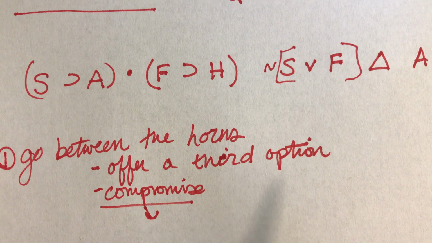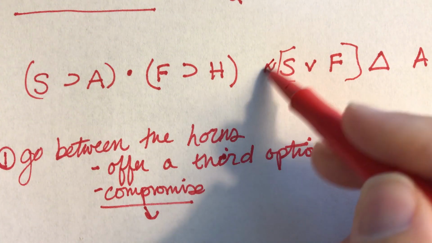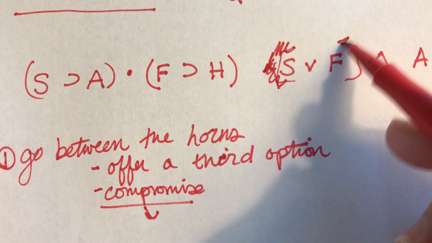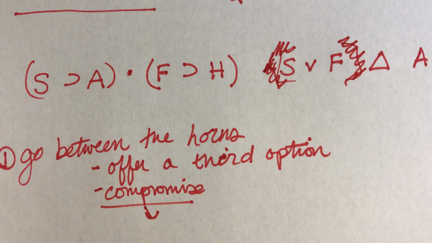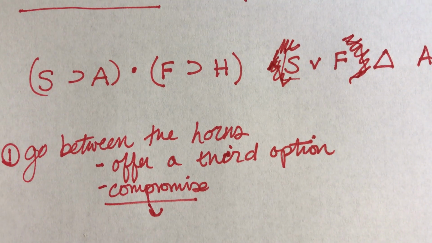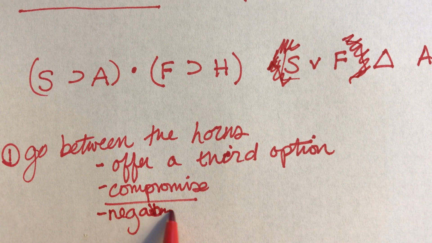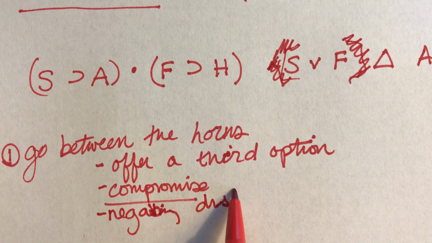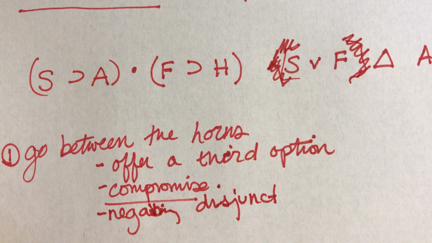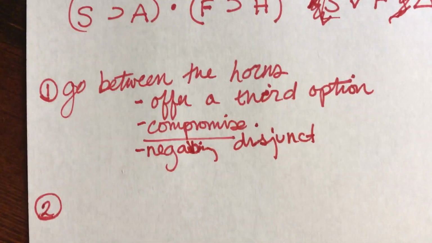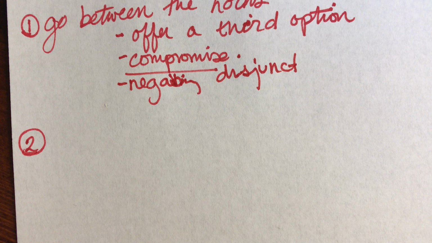Okay, there's a third option. Okay, so that's one option. That's called going between the horns. You're finding a compromise. You're finding a tertium quid, a third thing. You're negating the disjunct. Negating the disjunct, okay?